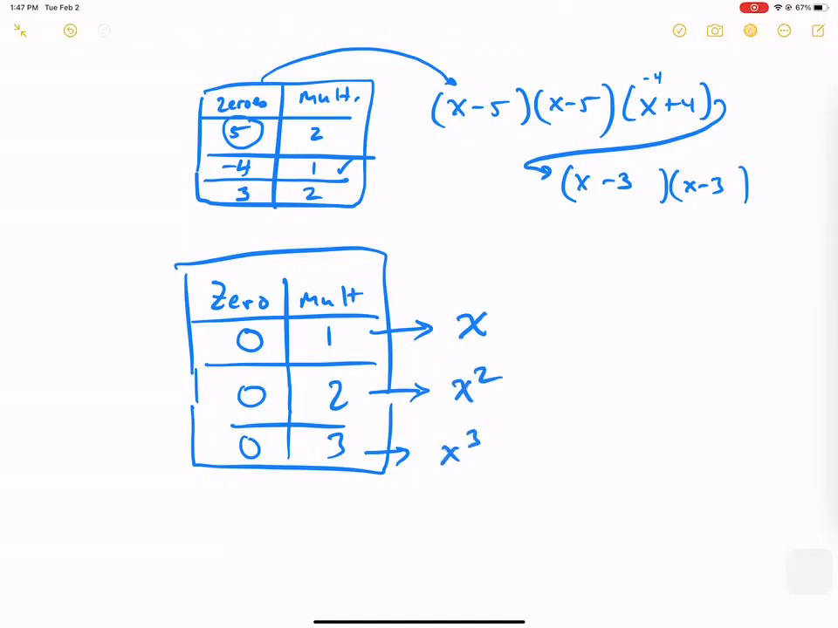Why is that? If multiplicity means how many times you have the answer, this only happens exactly once. If multiplicity is twice, this is really x times x. Those are your two x's. What if it happens 3 times? 1, 2, 3. That's the number of times we have our answer 0.